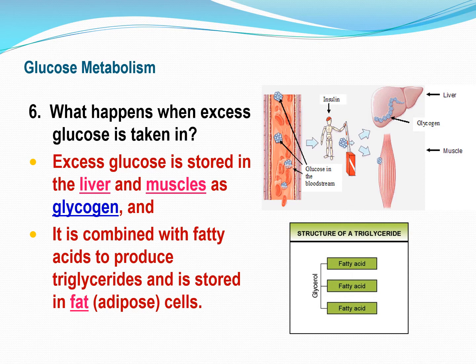So what happens when excess glucose is taken in? Excessive glucose is stored in the liver and the muscles as glycogen, okay? And it is combined with fatty acids to produce triglycerides and is stored in fat or adipose tissue, okay? So this is a case where you're eating more than you're burning. When we talk about weight loss, it's not as simple as calories in and calories out, but it's pretty close. You want to make sure that you are burning the same or burning more than you're taking in.